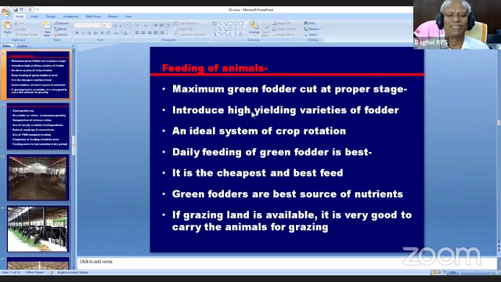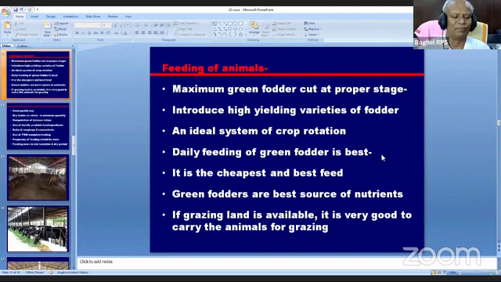For this purpose, introduce high yielding varieties of fodder. Nowadays, fodder varieties are available which can give much more yield. So you need a good variety of seed for the fodder production, by which fodder productivity can be very good, and it is an excellent and economical source of nutrients for the animal. For getting excellent fodder throughout the year, kindly follow an ideal system of crop rotation, by which your land can be utilized systematically and you can get the green fodder throughout the year.